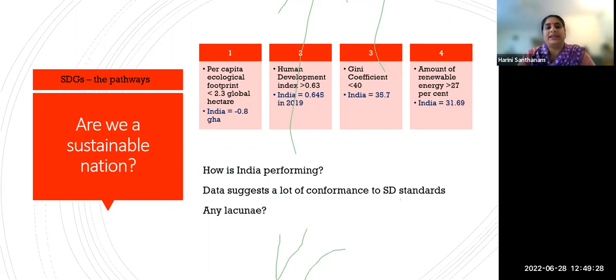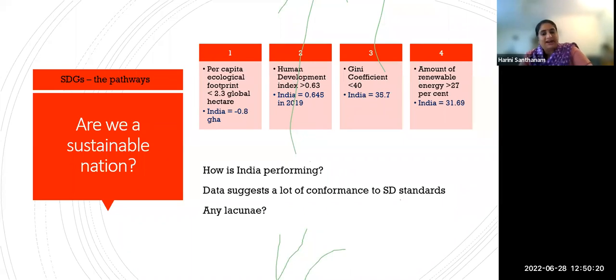Now let us recall what are the values for India that we have discussed. We saw that the per capita ecological footprint for India was negative, minus 0.8. For human development index, we were a little bit ahead of the value specified on the condition, which is 0.63. We are at 0.645 in 2019. With respect to the Gini coefficient, the criterion was that it should be less than 40, and we are a little bit less than 40, 35.7 or 36 actually, which is less than 40. And on the renewable energy side, our capacity has increased manifold, but we are using about 32% renewable energy and consuming this energy in the mainstream to take care of our mainstream energy needs.